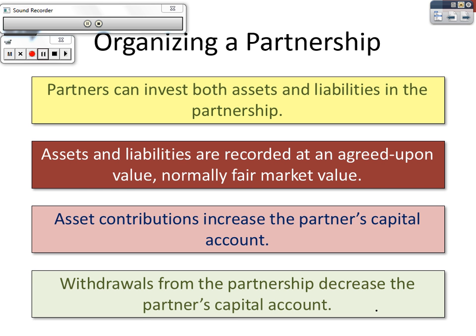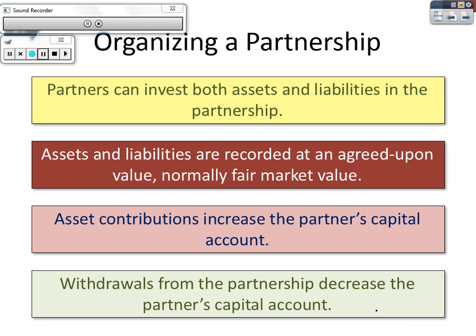So the first thing says partners can invest both assets and liabilities. I told you that a partner may come in with some debt, right? Along with assets. Now, is it a situation where a partner can come in with just debt? Probably not. Who would want a partner that came in with just debt? What are you adding to the business?